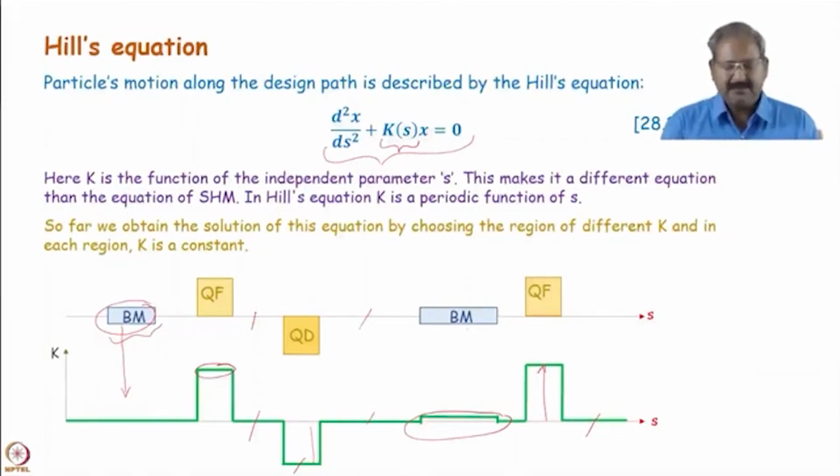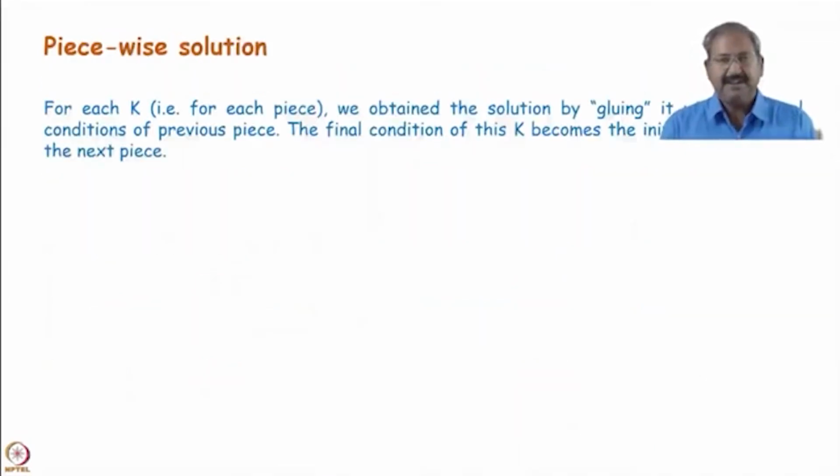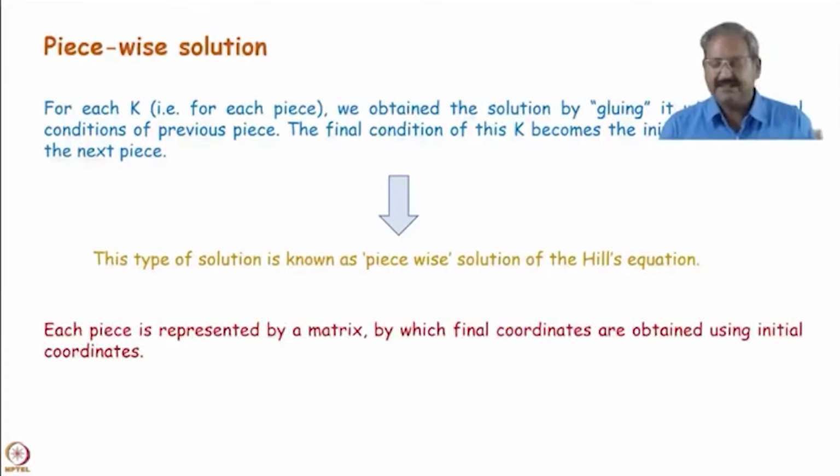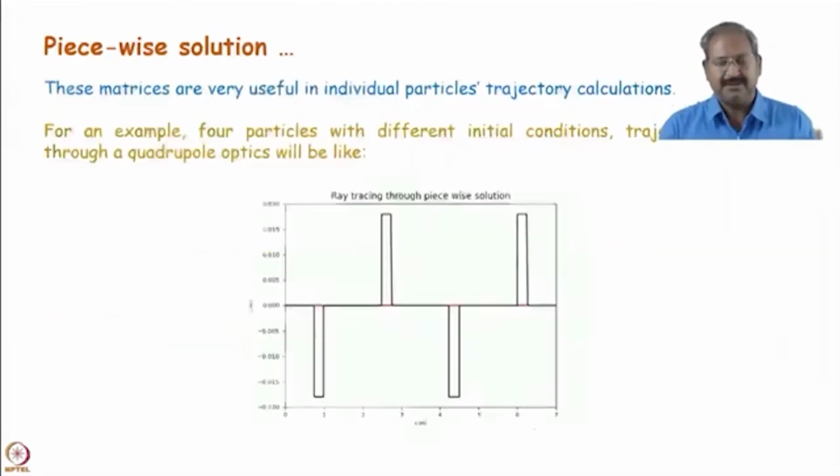So such a kind of function k may be defined as a function of s, and in each piece we solved the equation of motion and glued the solutions. This is known as the piecewise solution. Now we see we can plot various trajectories, meaning trajectories associated with different initial conditions, very easily using this piecewise solution or matrices.